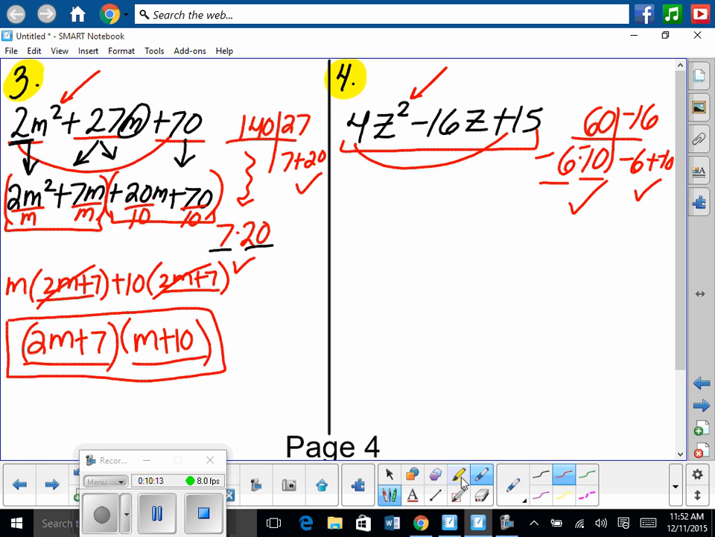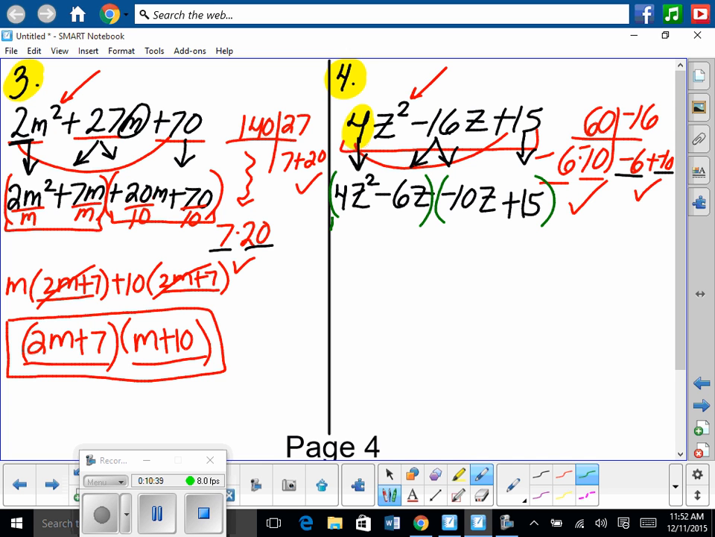Once again, because that a value is not a 1, we cannot quick factor, so we've got to drop and break. We drop down our n terms, 4z squared, drop down positive 15, and then you're breaking down the middle term, you're rewriting negative 16z as these two things, but with a variable. So negative 6z, and then minus 10z. You throw parentheses around the first two, around the second two, including the sign, factor out of each group the greatest thing in common. In this group, the greatest thing in common is a 2 and a z, so I divide each thing by 2z.